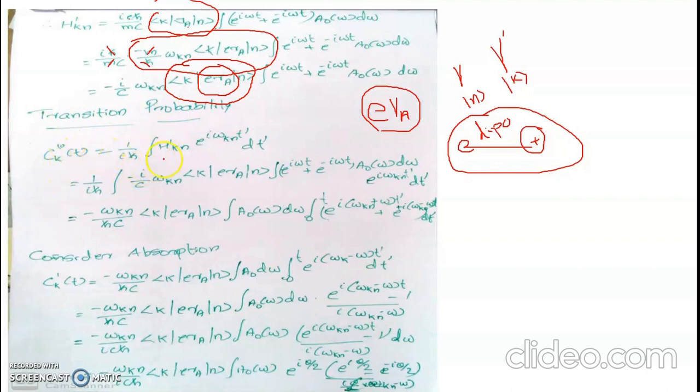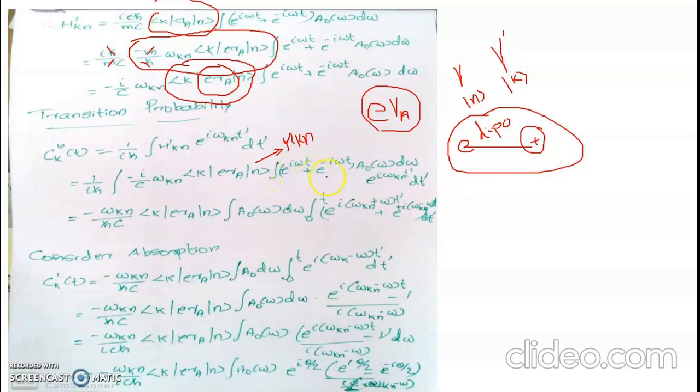1 by iħ integral h prime kn e raised to i omega kn t prime dt prime. It's a mathematical procedure only. You will have to replace h prime kn by means of this expression. This is now 1 by iħ integral minus i by c omega kn scalar product k e r i k tn, and this is often referred to as the transition dipole moment mu kn. Transition dipole moment. Of course, there is one more integral.